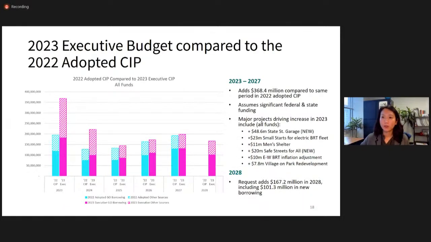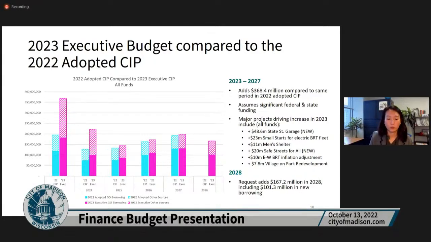So this chart here just does a quick comparison of the 23 executive budget to what was adopted last year. So the blue bars on the left show what was adopted in the 2022 budget, and the pink bar is what was included in the 23 executive budget. And so in 2023, you can see that the 2023 budget is pretty significantly higher than what was proposed last year. And this is driven by a few things. One is that there are some major new projects in 2023 that were not included in last year's capital improvement plan. Some of these major projects include the State Street Garage, which adds about $48.6 million to the capital improvement project, $23 million in federal funding for the electric BRT fleet, and the $11 million for the men's shelter, which I touched upon earlier.